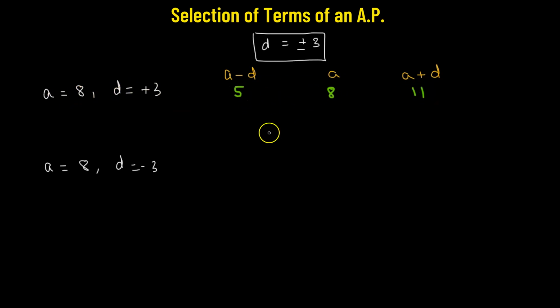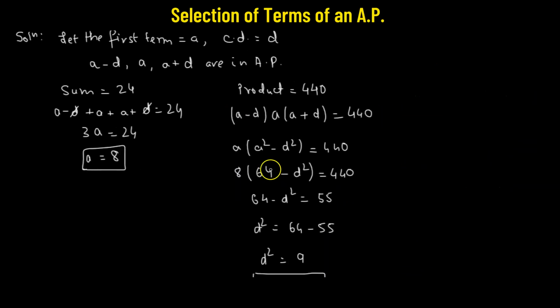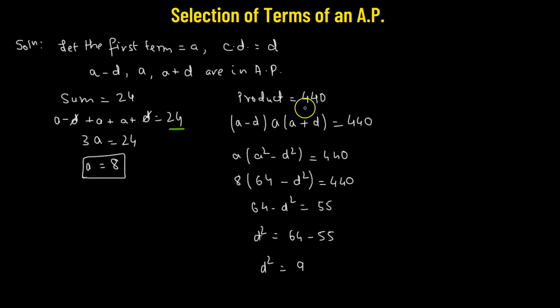So this is going to be the first set of numbers. Then the next set could be if we have A minus D, so we have 8 minus negative 3, so that's 11. A is simply 8, then 8 minus 3 will be 5. So these are the two sets of numbers. So the three numbers 5, 8 and 11 are in AP. Also 11, 8 and 5 are also in AP. Now, in both of the two cases, we see that the sum is equal to 24 and the product is equal to 440.